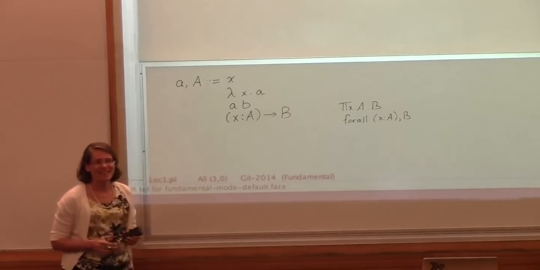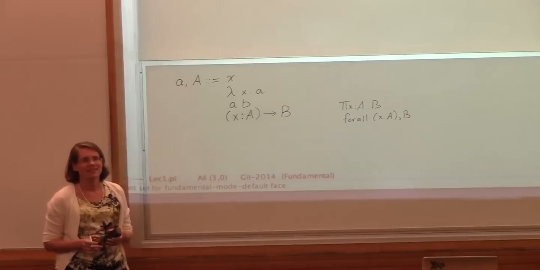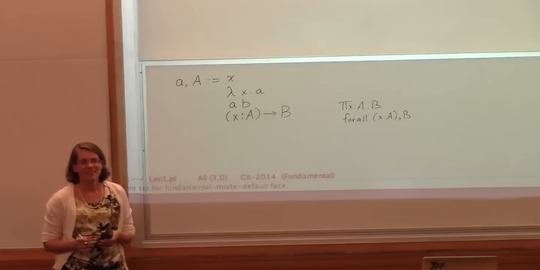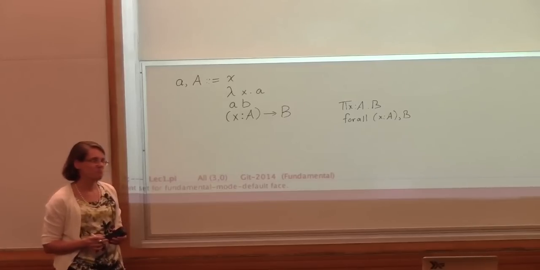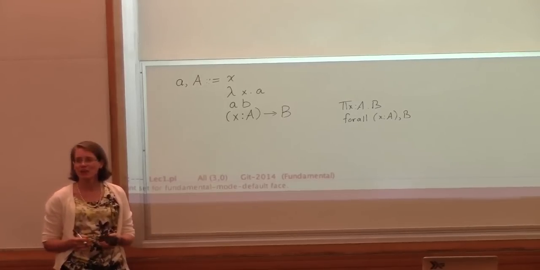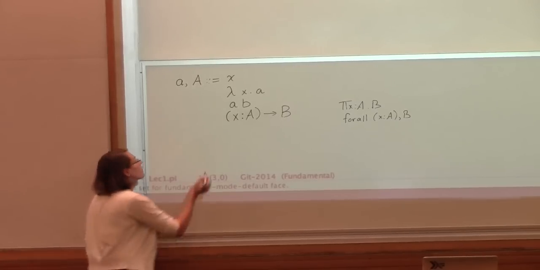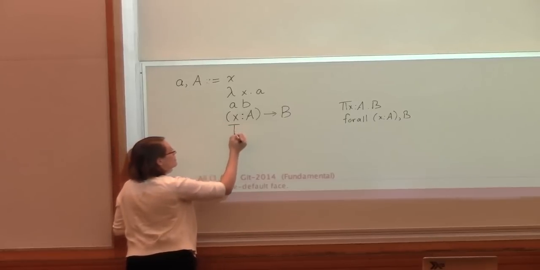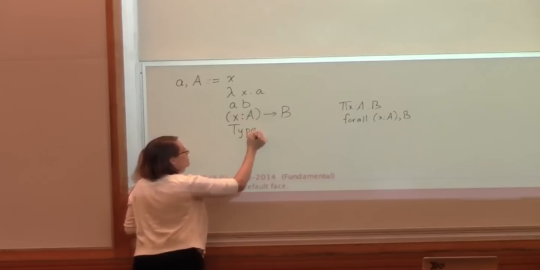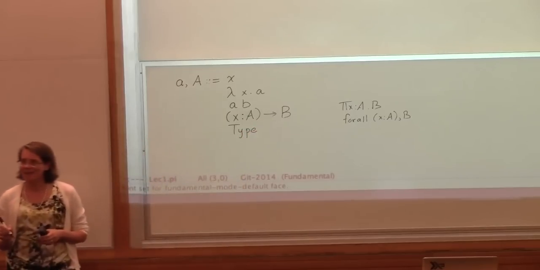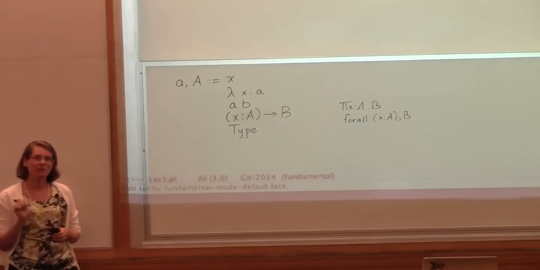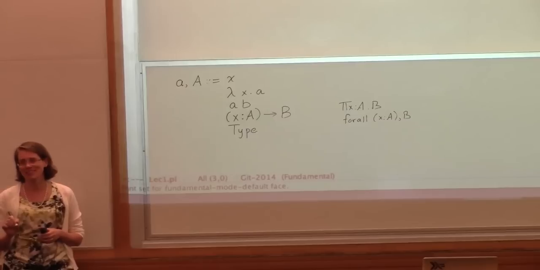Okay, are we done? Do we need anything else? Universes. Okay, so we're going to have something that's called Type. Right? And I'm only going to put one in. And if you remember, I said something at the very beginning. I said we're not going to be logically consistent.